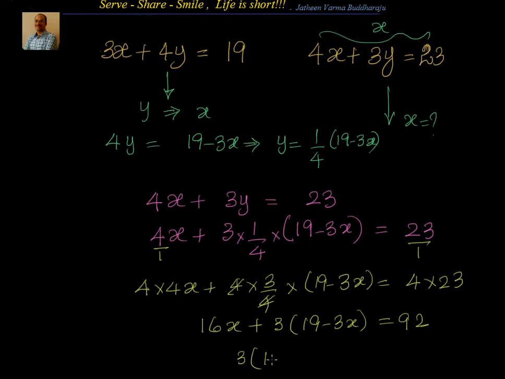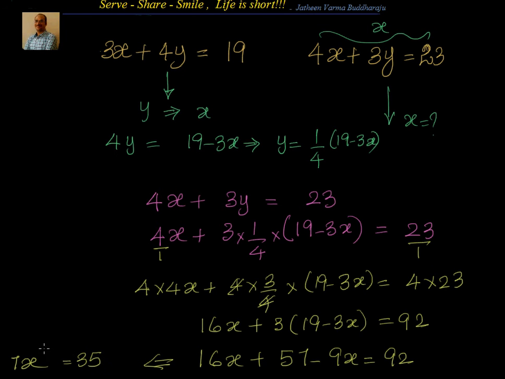Or can I say 3 into 19 minus 3x is equal to, oops, we have to simplify this. So let me just do that. We have to open the bracket now. I thought this is a number. It's not. It's a variable. So I have to open it up. I will have 16x plus 57 minus 9x is equal to 92. Let's simplify this. If I simplify, I will have 7x, 16x minus 9x, 7x is equal to 35. And that gives me x equal to 5.